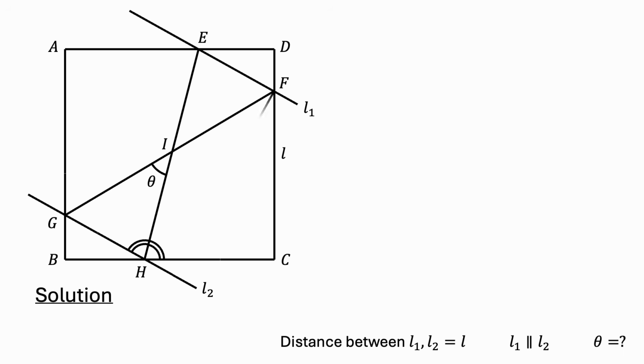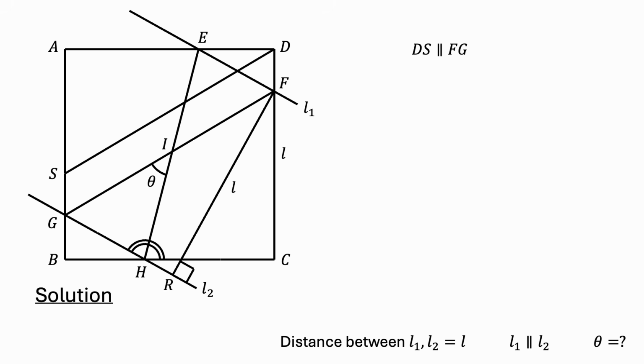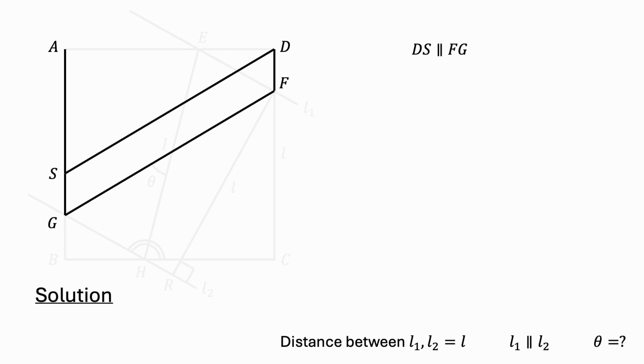Next, drop a perpendicular from F to L2, meeting L2 at R. Then the length of FR equals L. Next, from D, draw a line meeting AB at S such that DS is parallel to FG. Now, consider quadrilateral SGFD and segment AS.